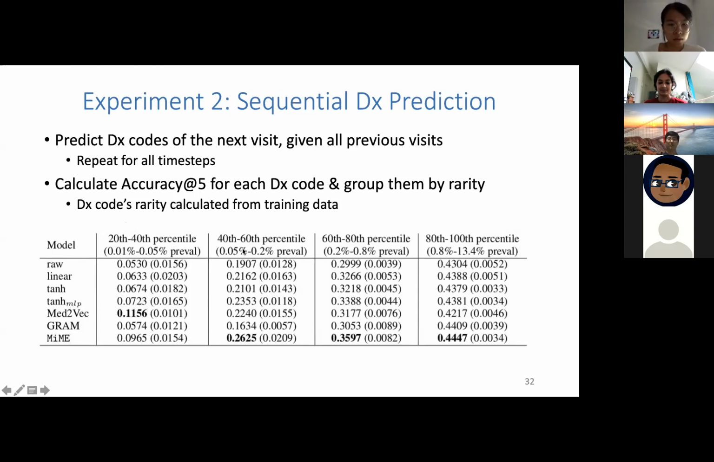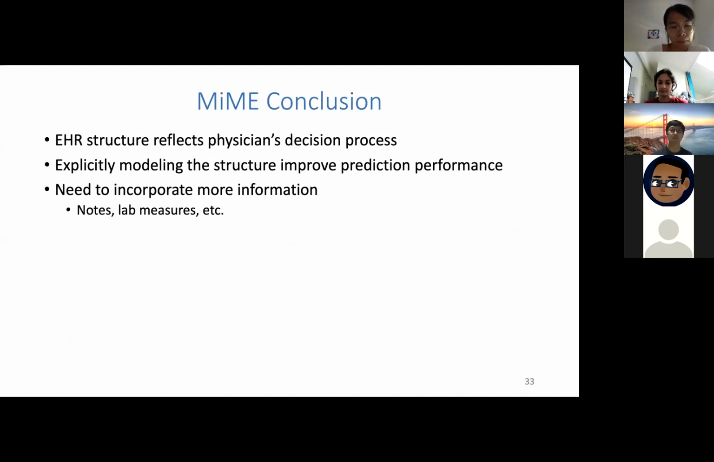But starting from the second bucket and so forth, you can see the difference between MIME and all the others. Here, GRAM and MIME perform pretty close; the performance is pretty much similar. But in the rarer disease group, MIME outperforms all the others by a significant margin. So we can reconfirm that this is working as a regularization method. The conclusion is that the EHR structure reflects the physician's decision process, and it is a good idea to use it if it is possible.